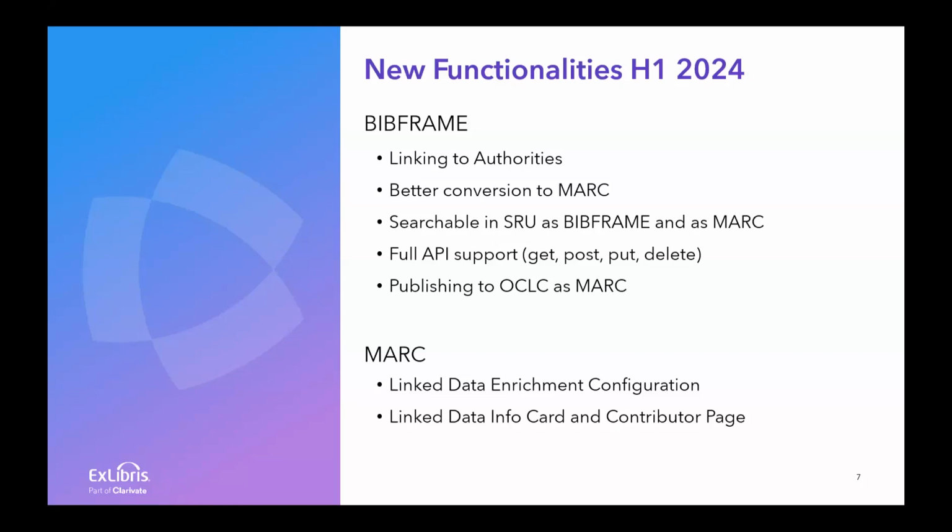The first one is the linked data enrichment configuration, the first phase of which was released this May, allowing users to choose which authorities they enrich with URIs and into which subfields, and whether or not they want to have VIAF URIs added to the configuration as an additional subfield one. This is available for MARC records, and in addition, we have the info cards and contributor pages, which are available for any record that is linked to an authority.